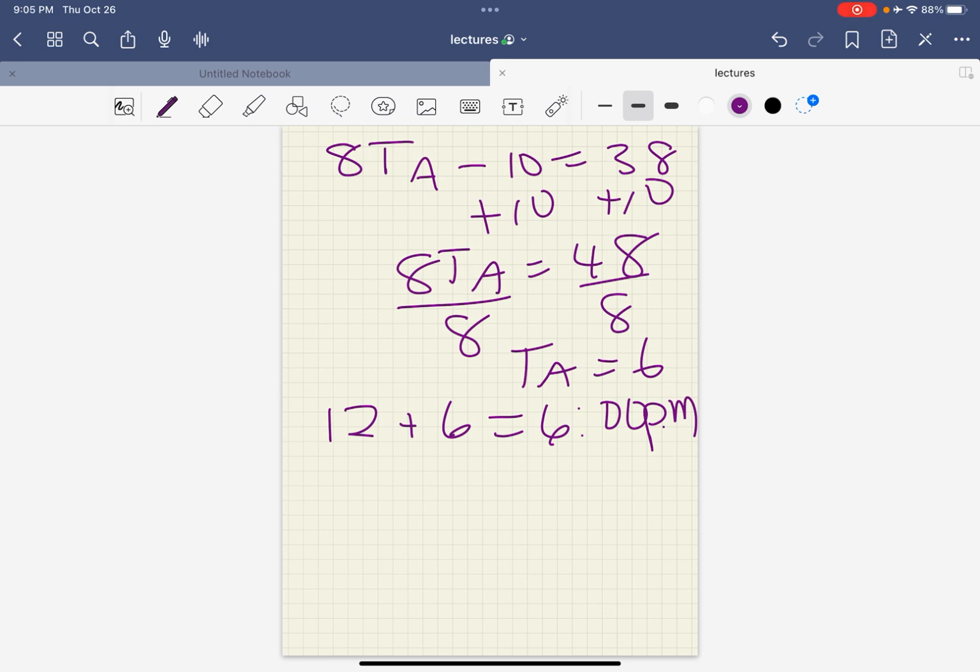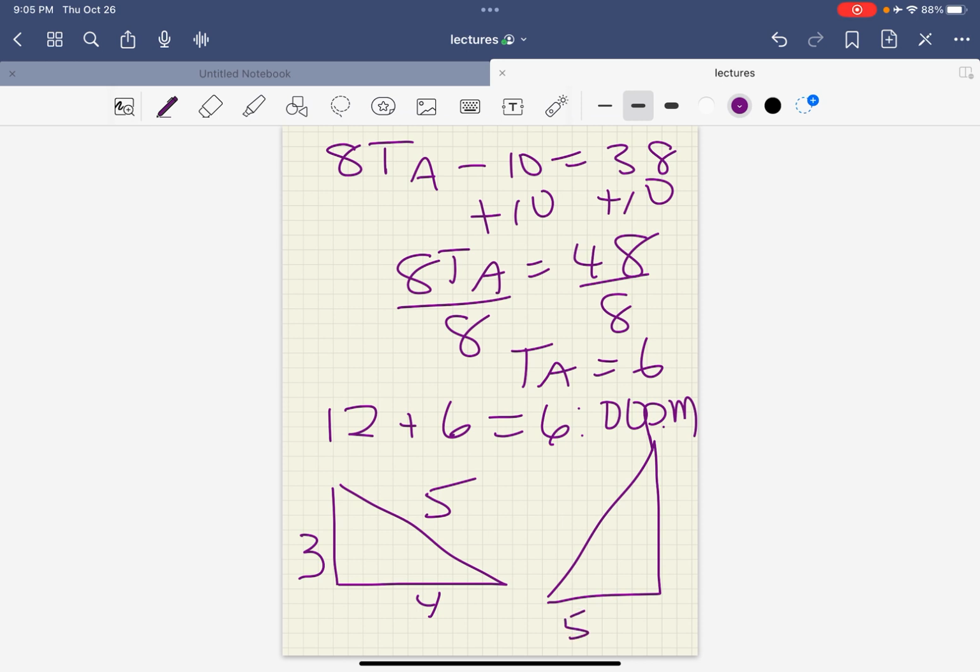Okay, down to number 13. Okay. Remember, this is a 3, 4, 5. So A is 5. The next one, it's 5, 12, let's see, 144, 169. That's 13. 5, 12, 13.